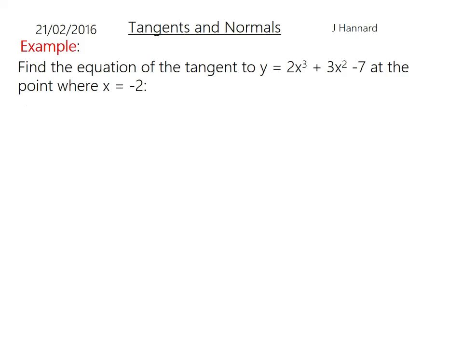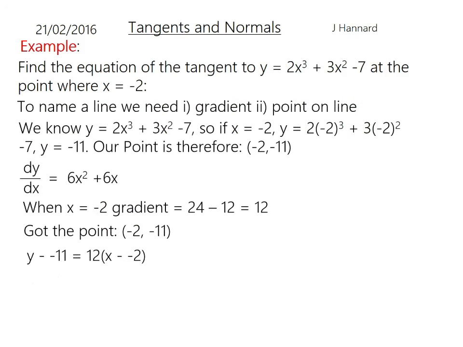There's another one. I'm just going to put that up there. I'm not going to talk you through it. Have a quick look over that. Pause the screen and see if you would have got the same answer. It's another one where x equals minus 2, so we have to put it back through the equation to get our y coordinate. Then we've got our point.